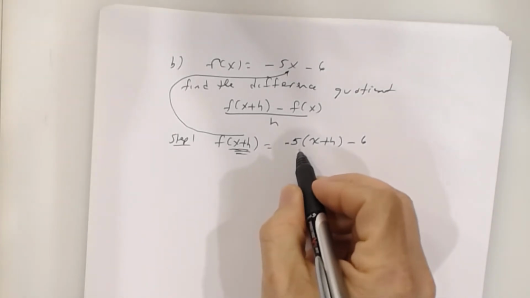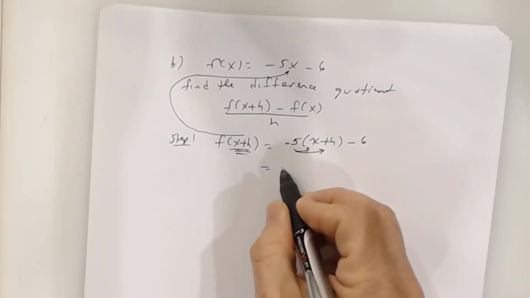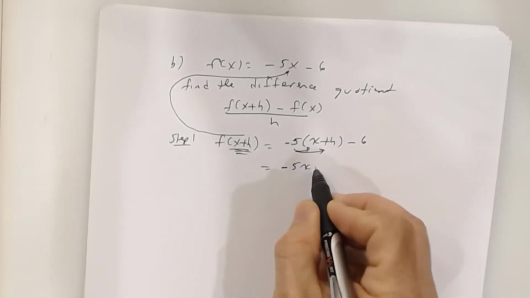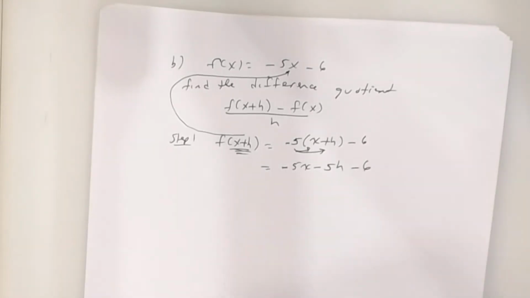Now what's the next step? Distribute. So what does that become? Next step is going to be combine like terms. What do you notice? Already like terms. So you're done with step 1. For the quadratic one, your step 1 is going to be the more involved one. After that, it's easy to deal with.